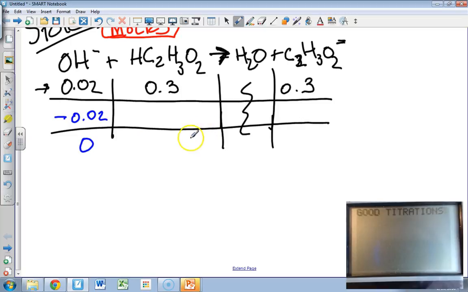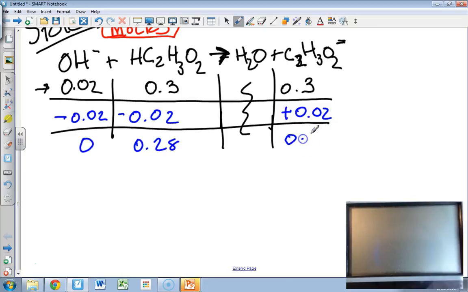So we finished the stoichiometry. This is a 1-to-1 ratio, so we are going to lose 0.02. And now over here, again, this is a 1-to-1 ratio, so we're going to gain 0.02. And so what is this? 0.28 moles, and this is 0.32 moles.